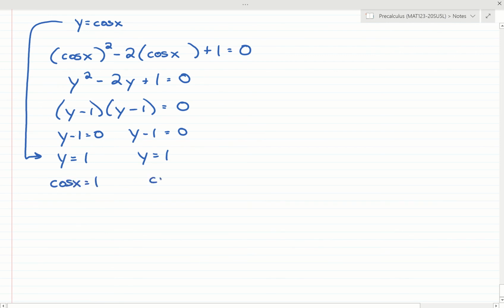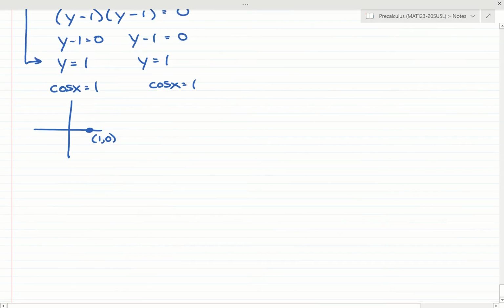It's the same thing over here. You don't have to write it twice, but cosine would be 1 when the x value is 1, which is right here on our quadrantal angles. That would happen at 0 degrees or 360. And because we're looking for all the values, we could write 0 degrees plus the period.